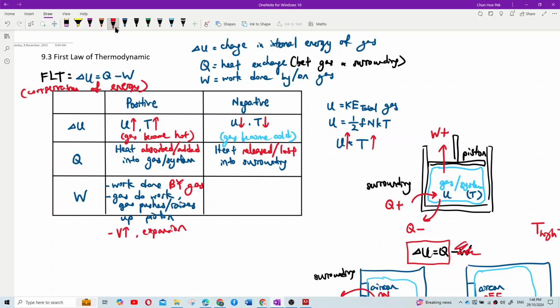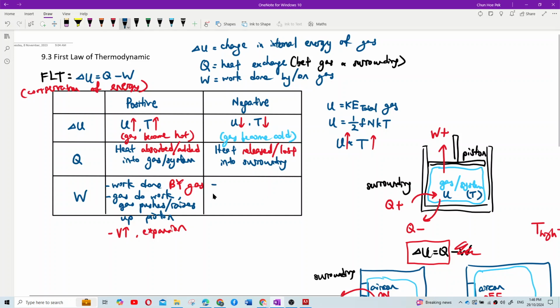Expansion. Understand? Okay. So kalau you nampak expansion, maksudnya work done positive lah. Work done positive. Gas do work lah. Work done by gas lah. Gas push up the piston, raise up the piston. Volume increase, expansion. Now, the other way around, if work done negative, maksudnya apa?